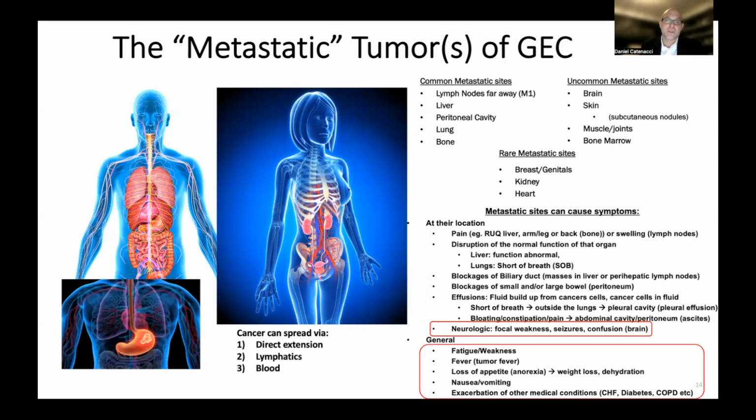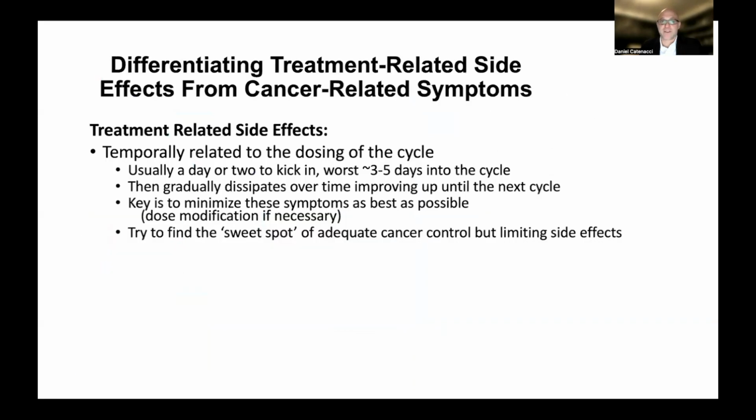So how do we differentiate then the symptoms from the cancer versus side effects from the chemotherapy? Well, there are a couple of things that the oncologist is doing as they're listening to you and you're reporting how you're feeling. And so generally, treatment-related side effects are temporally related to the dosing of the cycles you're getting. So for gastroesophageal cancer, generally our chemotherapies are given every couple of weeks, every 2 weeks on 2-week cycles, sometimes every 3 weeks, like say DCF.